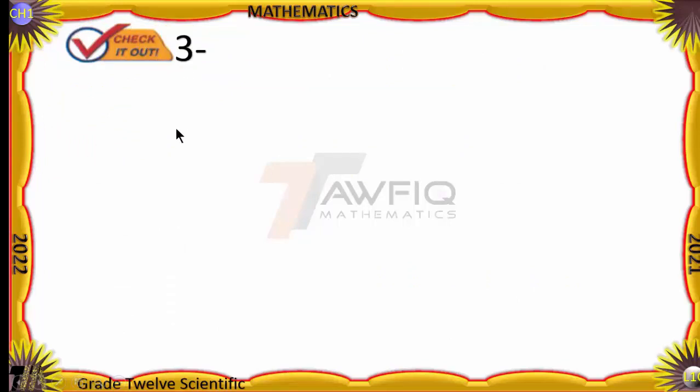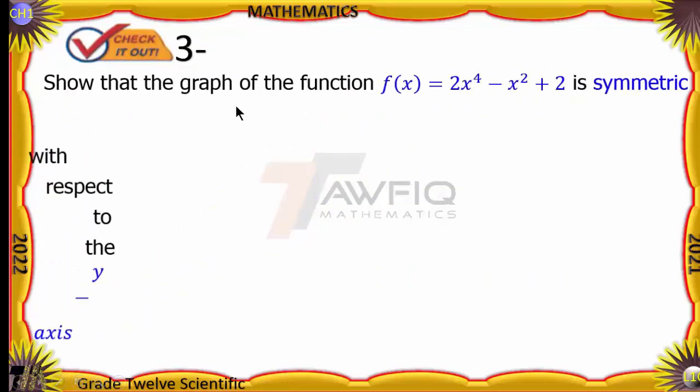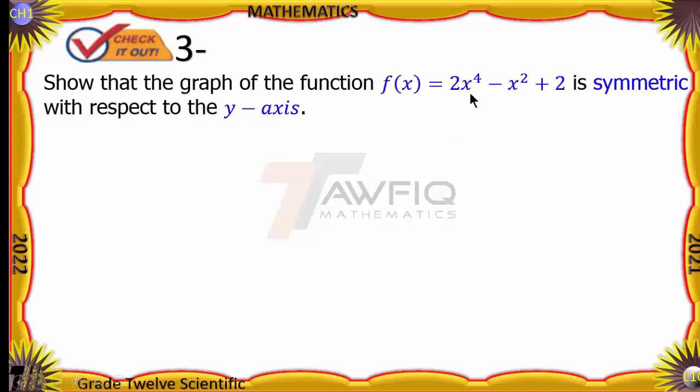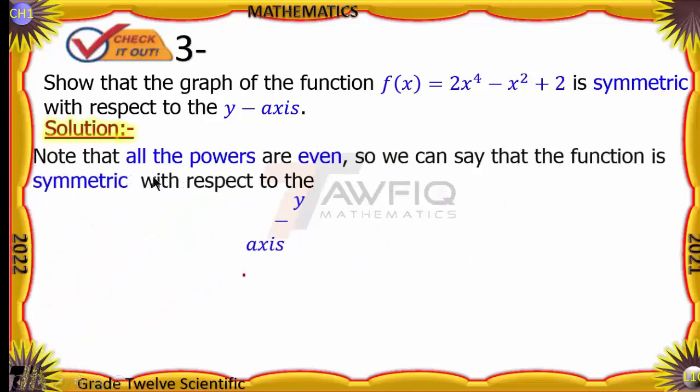Check it out, number 3. Show that the graph of the function f(x) equals x to the power 4 minus x squared plus 2 is symmetric with respect to the y-axis. Solution. Note that all the powers are even, so we can say that the function is symmetric with respect to the y-axis. Here we can see, here is 4, here is 2, here is 0. All of them are even, so the function is symmetric with respect to the y-axis.